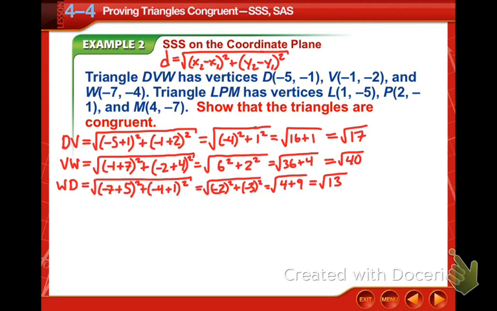So now if we get the exact same 3 square roots for the other triangle, LPM, then we do have 2 congruent triangles. So we've got to do all this all over again, this time with LP. Use a different color for this one. LP.